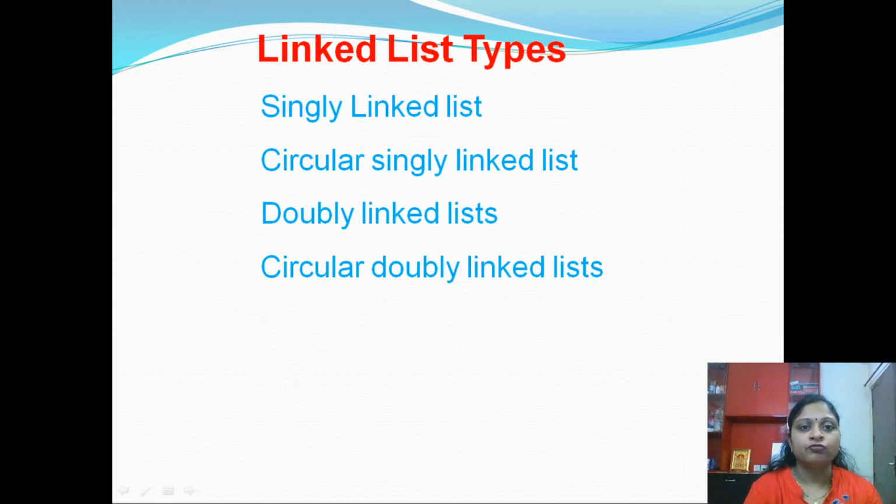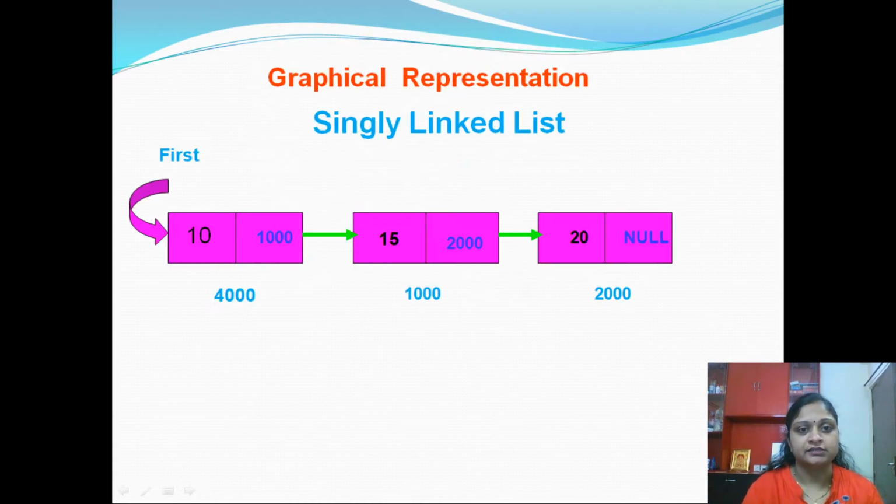So basically there are four types of linked list: singly linked list, circular singly linked list, doubly linked list and circular doubly linked list. This is the diagrammatic representation of a singly linked list. In this singly linked list, there are three nodes. As we know, a linked list is a collection of nodes. 10 is the first node, 15 is the second node and 20 is the third node.